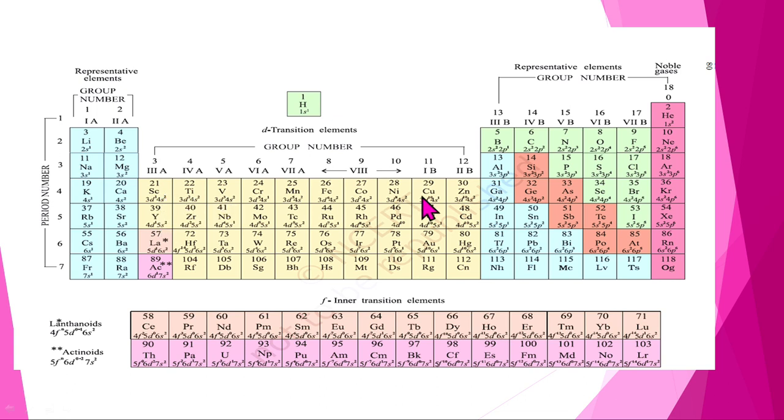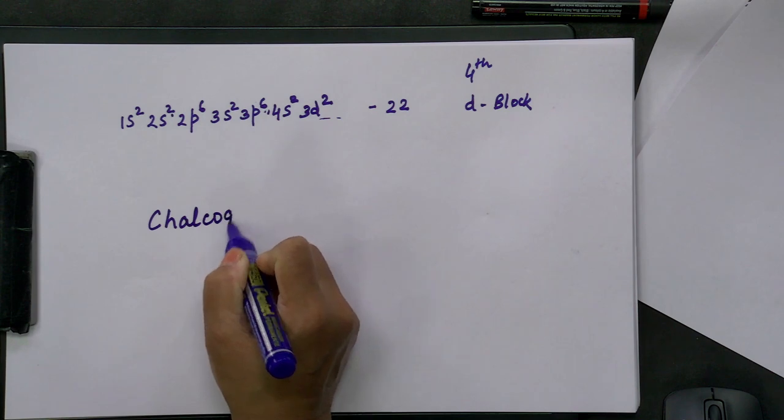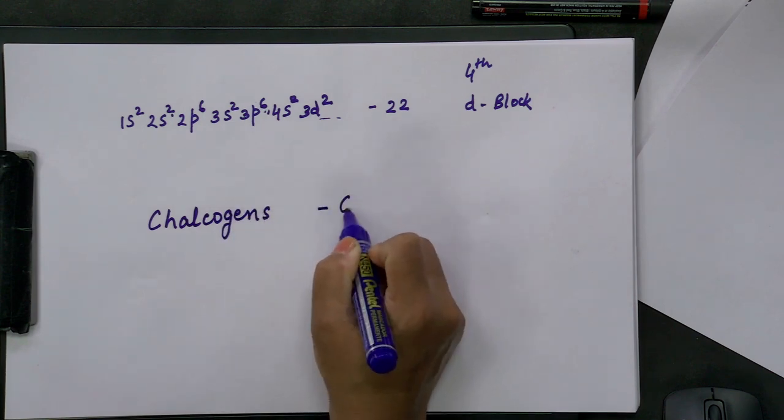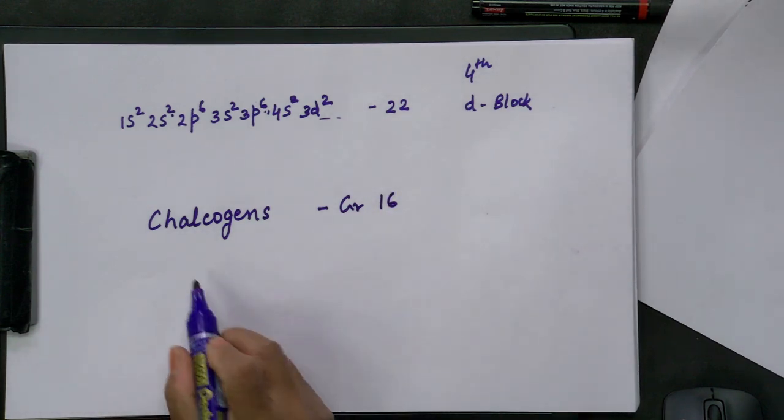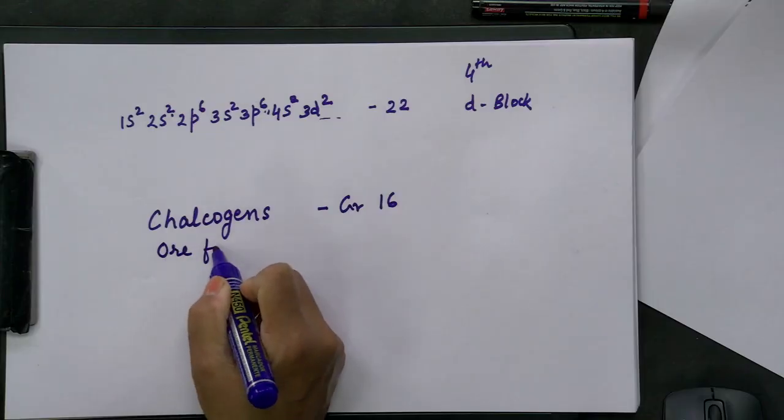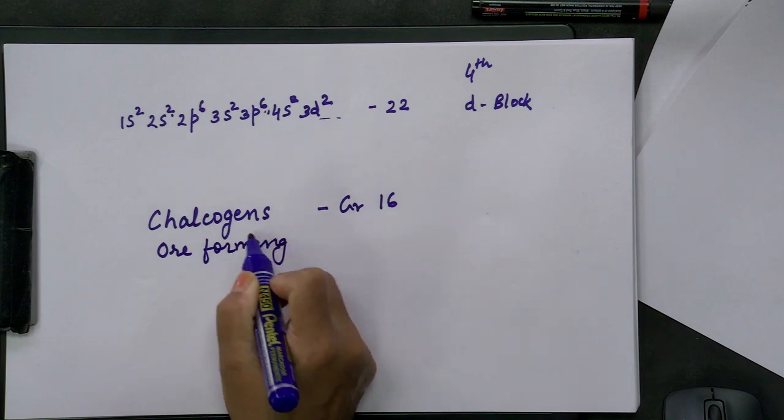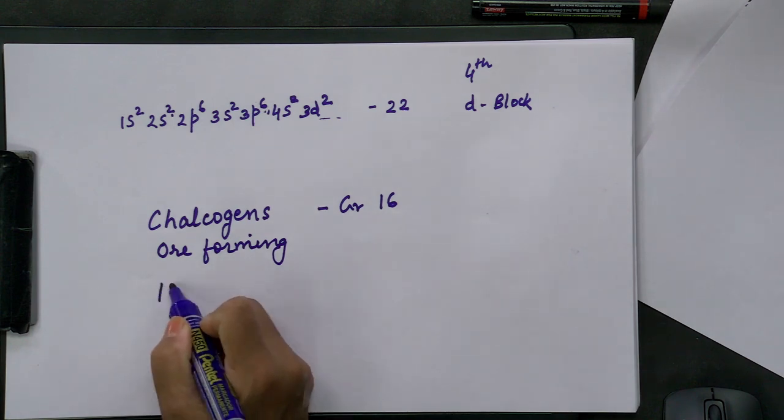Here the properties of D block elements change from S block to P block as we move left to right. Then group 13 is the boron family, group 14 is the carbon family, group 15 is the nitrogen family, group 16 is also known as the oxygen family or chalcogens. I must tell you, C-H-A-L-C-O-G-E-N-S, chalcogens, that is group 16. Why are they called chalcogens? Because they form ores of metals. Because they are ore forming elements, that is why they are called chalcogens. Group 17 are called halogens.